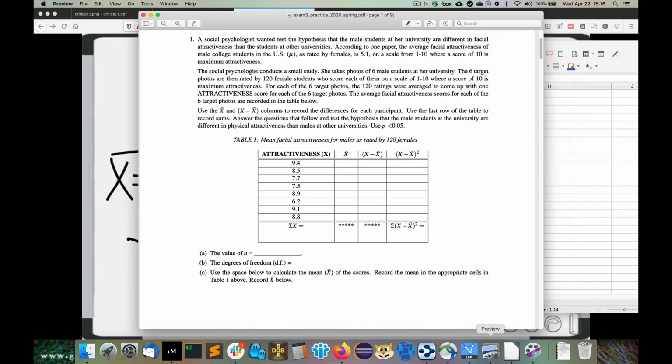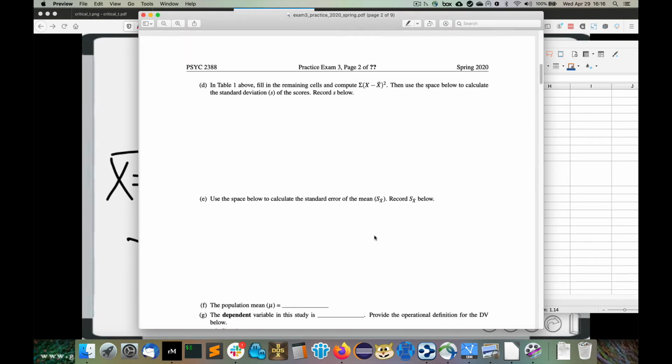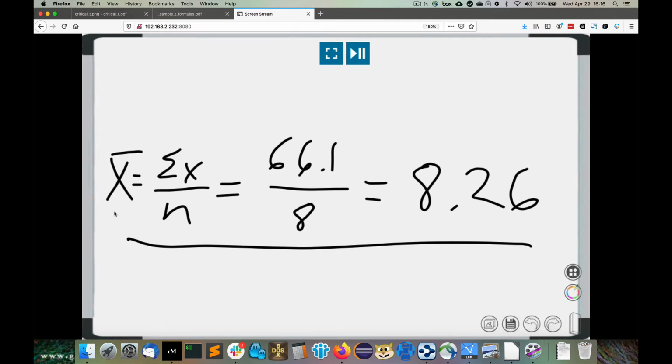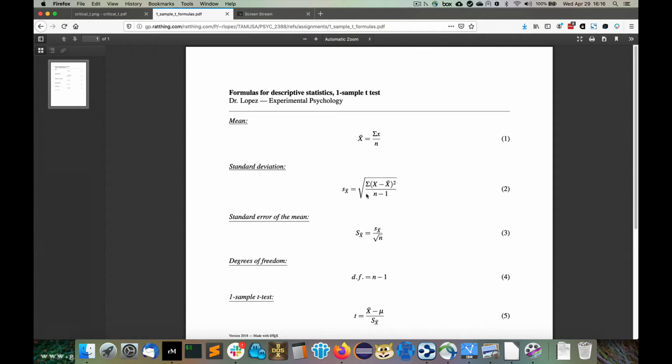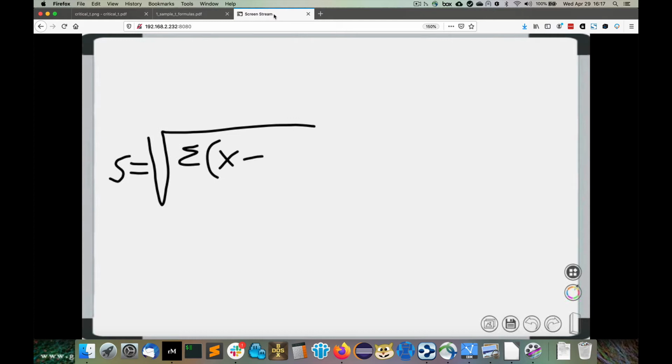So let's go back to the problem. We've calculated the sigma x minus x bar squared, so now we can go ahead and crank out our standard deviation. So let's go back to our sheet, and first of all, we're going to get the formula, which is right here, standard deviation. We're going to write S is equal to the square root of sigma x minus x bar squared divided by n minus 1. Okay, that's our formula.